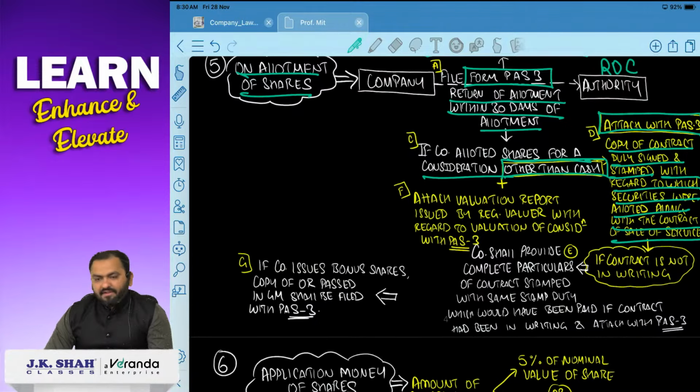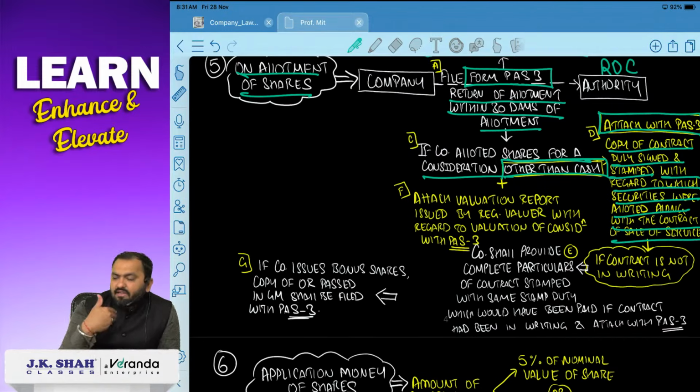See, understand one thing. If the company has received a property in return, or some services in return, obviously there must be some contract between the company and that party regarding providing services or transfer of property, right? So when the company makes the allotment of shares and in return gets some property or services, the company is going to file PAS 3. Correct? And along with that, the company has to attach the copy of that contract, the copy of that transaction.